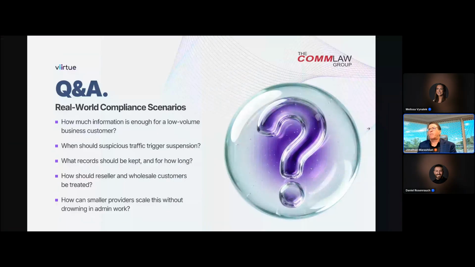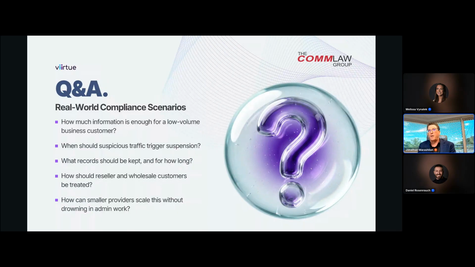Now let's move into some practical scenarios. These are the actual questions that providers actually ask. And they're the right questions to be asking because this is where compliance either works or breaks down. First question, how much information is enough for a low volume business customer?